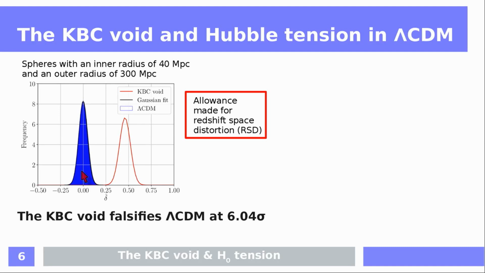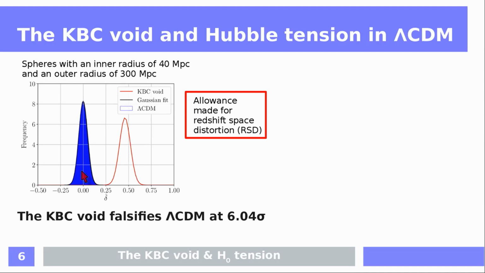But that is included in this. This RST effect, by the way, is slightly larger also in the MOND case, which we'll come on to later. One of the important results then is the KBC void falsifies lambda CDM at slightly over 6 sigma.